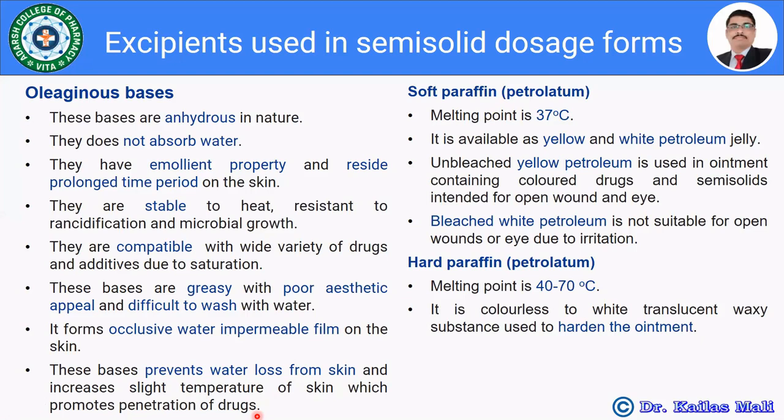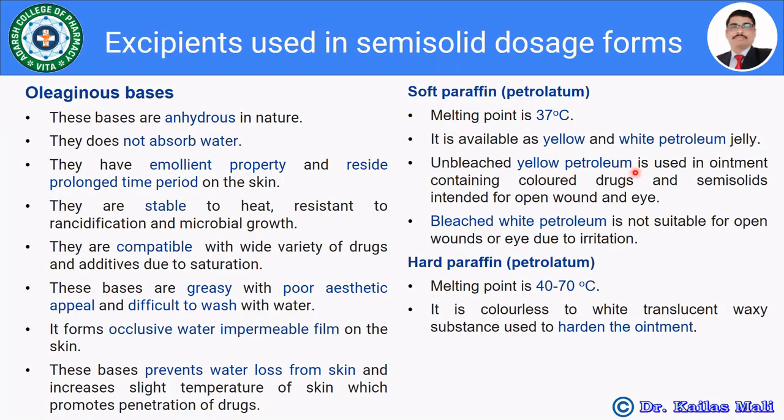Yes. So moving towards the examples of the oleaginous bases. What we have discussed are the important properties of the oleaginous base. Let us move towards the specific examples of the oleaginous bases. The very first one is soft paraffin. It is also known as petrolatum, which has a melting point of 37 degrees Celsius. It is available as yellow and white petrolatum jelly.